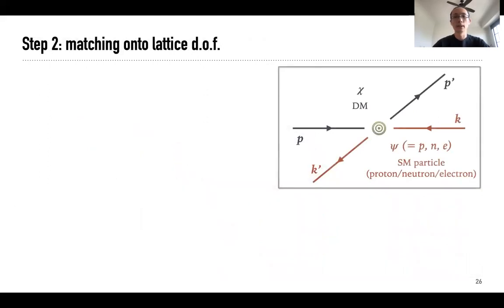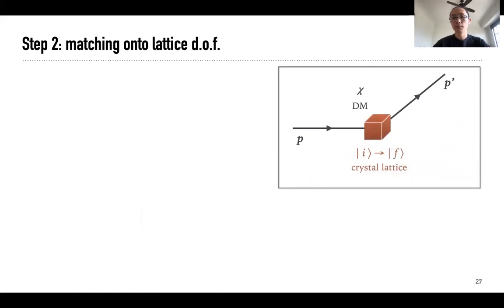So the goal is to match these effective operators onto the lattice degrees of freedom. So we have been looking at operators coupling a pair of dark matter fields to a pair of standard model particle fields. But what really happens in our experiment will be that the dark matter comes in, it can mediate a transition from an initial state to a final state in the crystal lattice, and then it goes out. So we need to find the matching between these two pictures.